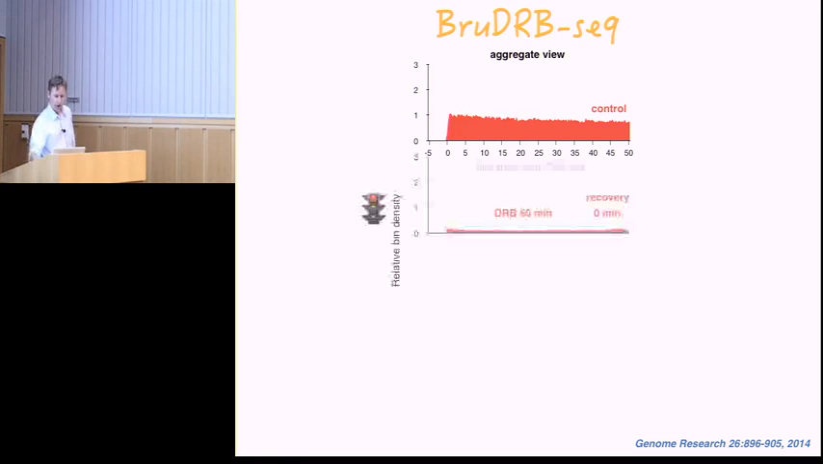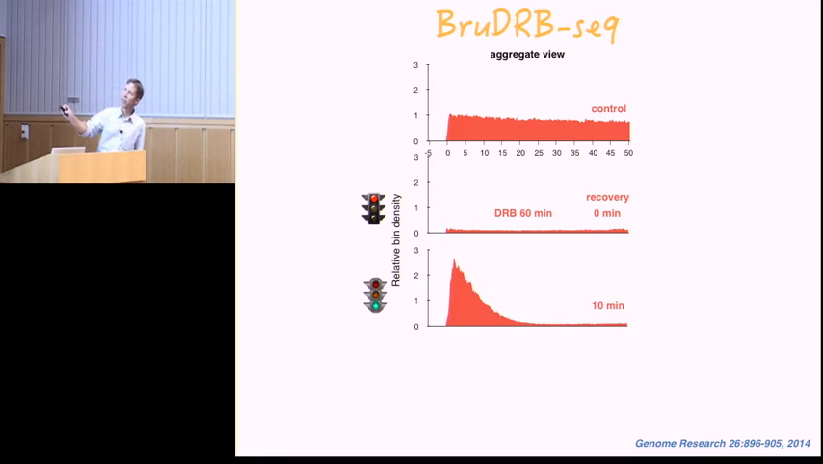Now, if we turn on the red light, the DRB, we effectively block the entry into this gene body. Now, if you wash out DRB and then immediately label with bromuridine, you can see this wave of transcription entering into the body of the gene.